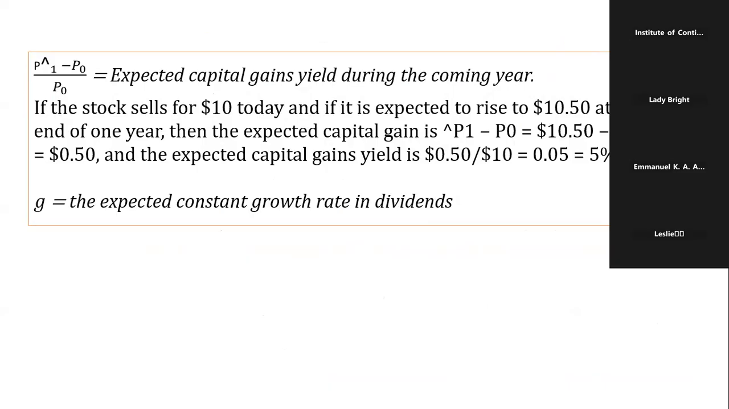Then you have G, which is the expected growth rate in the dividend. So dividends will grow at a certain rate. At what rate is the dividend growing? Or is the dividend growing at all? Or is there no growth in dividend? That will stand for G. So before we move into the calculations, when you see G, it's talking about growth in dividends. When you see P1, you know that's the price at the end of 1 year. When you see P0, it means the current price.